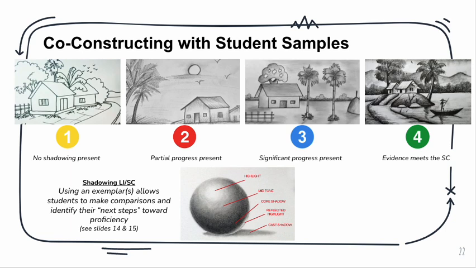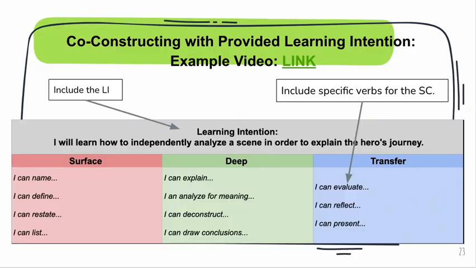Second option for co-construction would be an example where we're providing the verbs now. So in this case, we're going to watch this video here in just a second, but in this case, you are providing the learning intention to students and then asking them, what does success look like using individual or specific verbs that you were giving them? So they have something to start with.